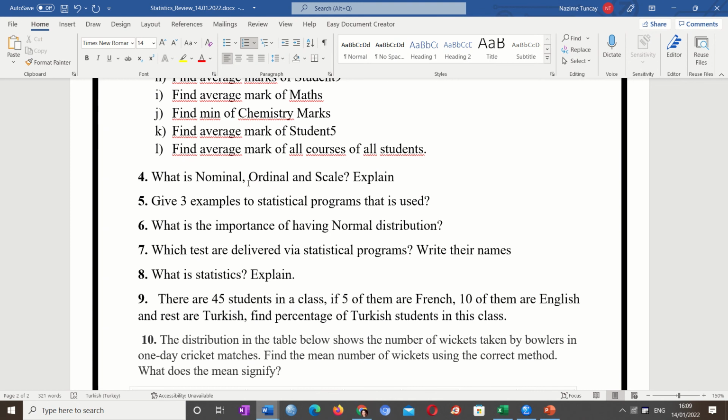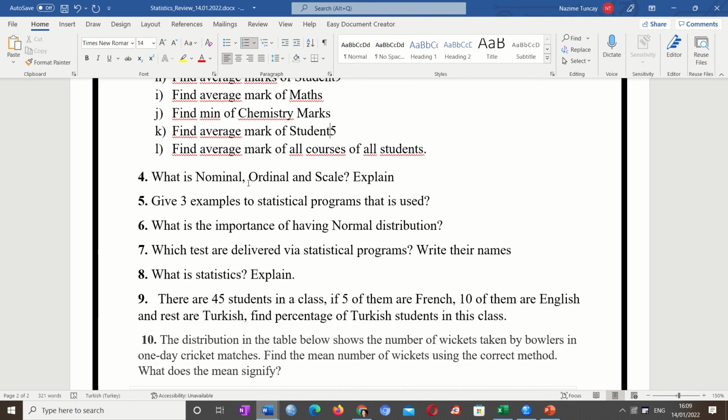Sex does not have any priority, or the school, for example, this school here, Cyprus Health and Sciences University or another university, does not have any priority. Ordinal, maybe education level has priority. If you are primary school or if you are a student, that's important. And scale is just measurements, maybe weight, height, these are scale.